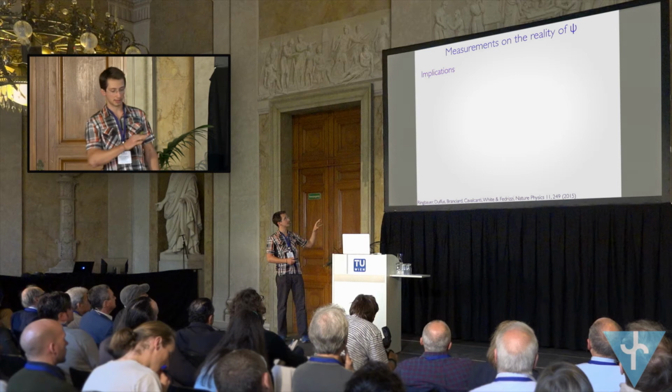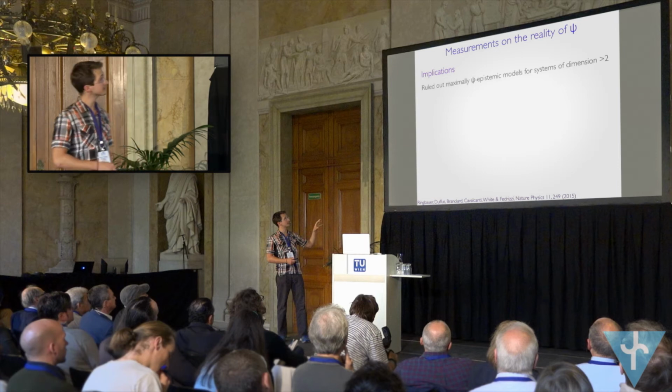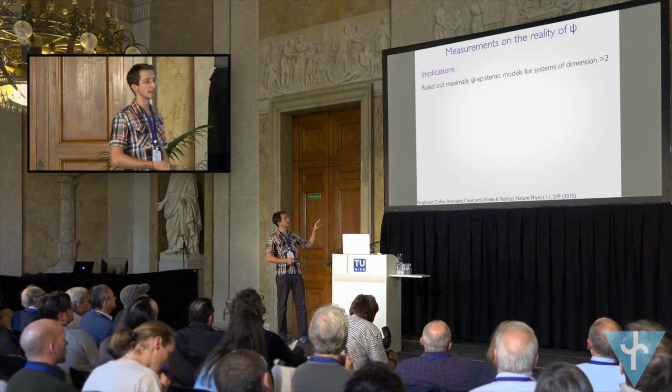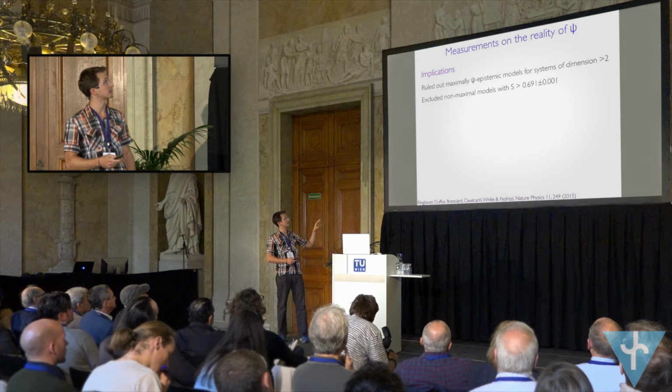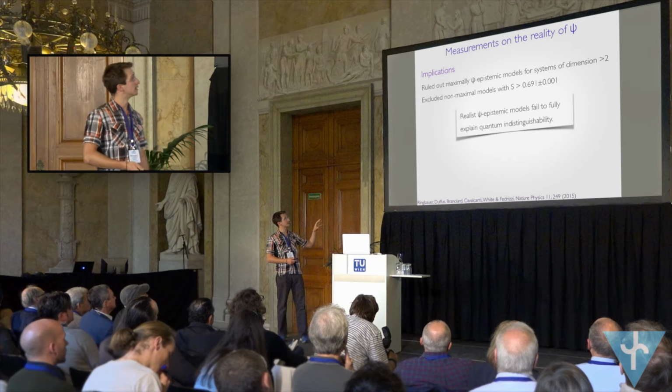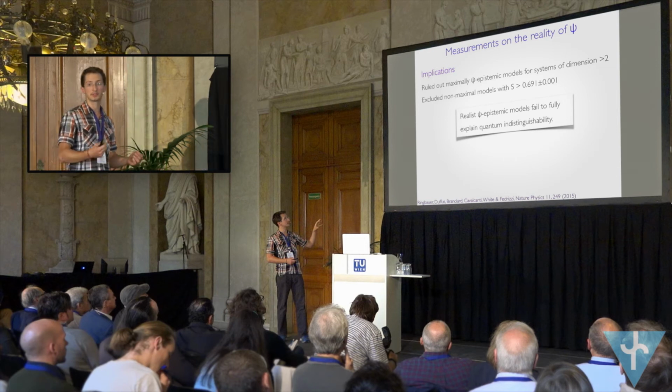So I'll just summarize this part of my talk. We've ruled out these maximally subsystemic models, and we also constrained non-maximal models to below this value of about 70%, which means that realist subsystemic models just cannot fully explain quantum indistinguishability in terms of these overlapping probability distributions.